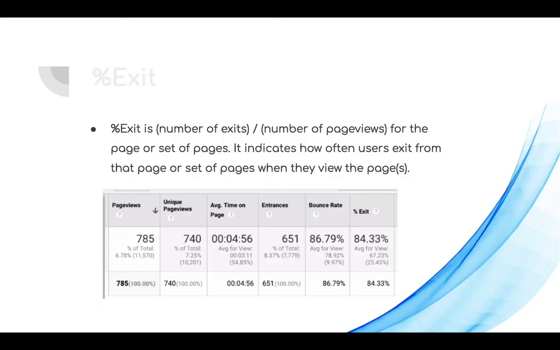The next one is percentage exit. Percentage exit is the number of exits divided by the number of page views for a particular page. It indicates how often users exit from that page or set of pages when they view the pages. So it is the same URL again. Here you can see the percentage exit is 84.33%. This helps you understand whether they are only interested in the content on that page or whether they are going to other pages and consuming more content.